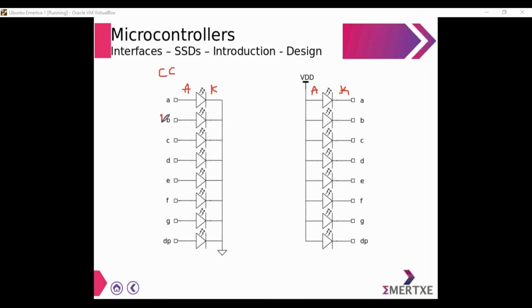So if I provide 1 here, this LED is going to glow. If I provide 1 here, this LED is going to glow. So whichever LED has to glow, it has to be provided with 1 in the common cathode, and to turn it off, I have to be providing a 0. So that is common cathode. But when it comes to the common anode, I have to be providing a 0 to turn it on and 1 to turn it off. Correct?